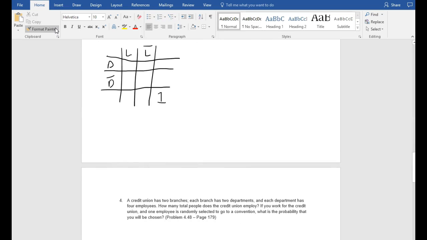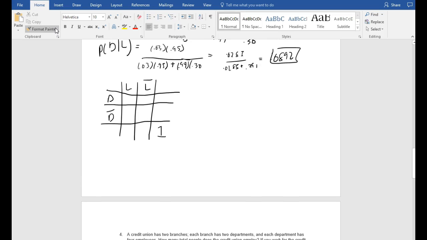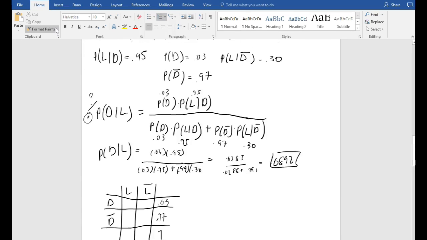So that's what we can put in here. We go over to where we know the marginal probability is, and that is 0.03. Then we deduced that if we have a total probability of 1 and 0.03 in D, then this is going to be 0.97. And that's what we calculated in the first part there.